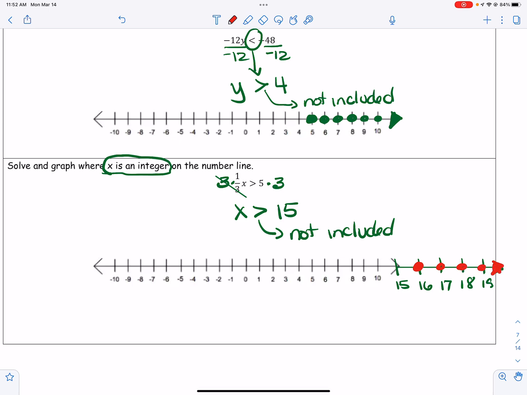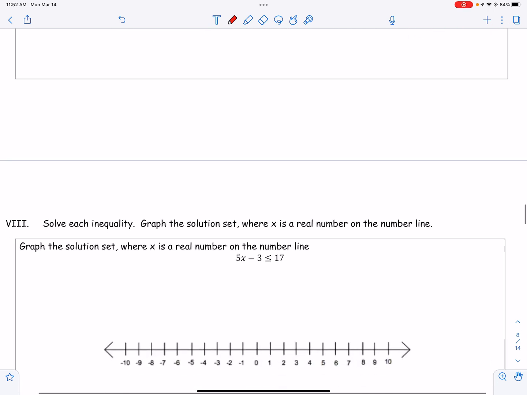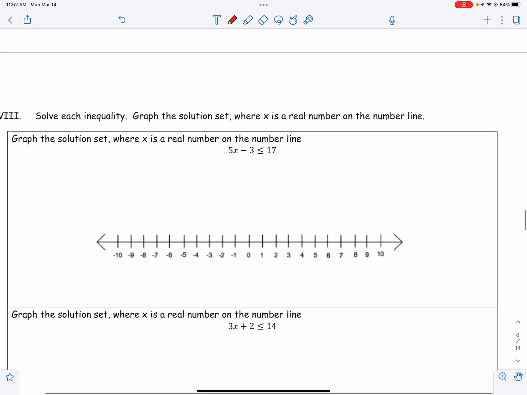So again, these will be multiple choice. You'll have to just choose the correct graph. Okay, now they get a little bit more complicated, and remember that you're looking for whether it's a real number, you shade, or whether it's an integer, you dot, okay?